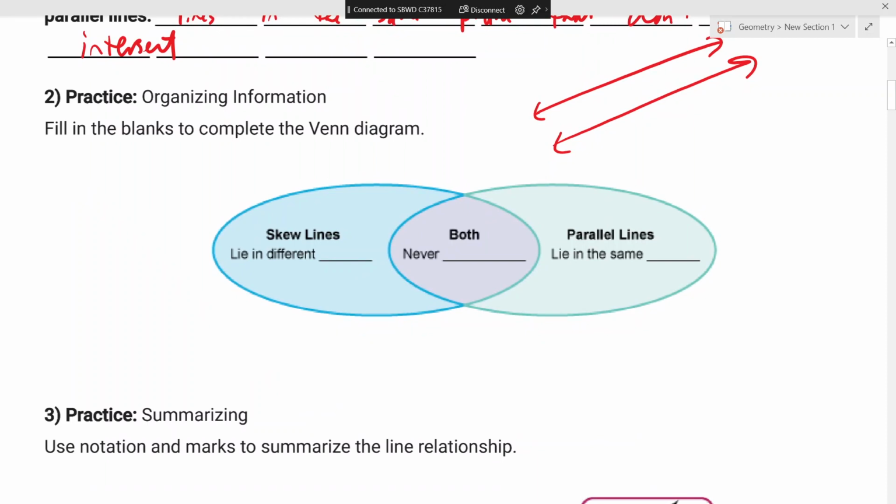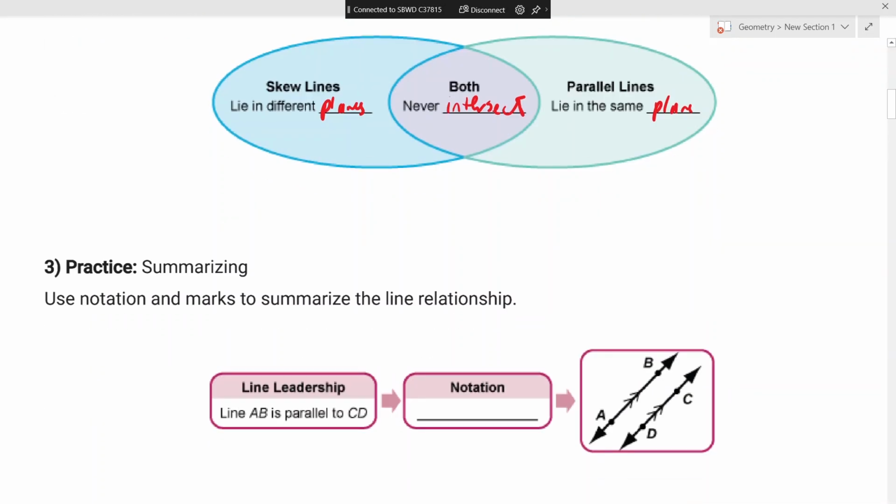And this is like a little Venn diagram down here. So these are lines in different planes. We know that. These are lines in the same plane, but they never intersect. That says, let me write that here. That says intersect. All right. That's it. Two definitions. We got them. We're good. All right.